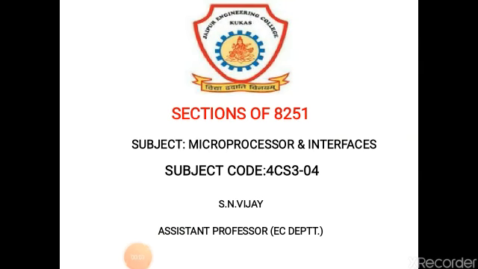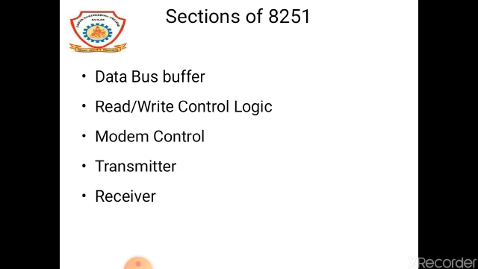Good morning, students. Today we will discuss the different parts, different sections of the 8251A processor. As we have discussed in the previous class, 8251 is an interfacing card which is generally used as an interface between processor and outside world. If you want to send or receive data, then 8251A is used.